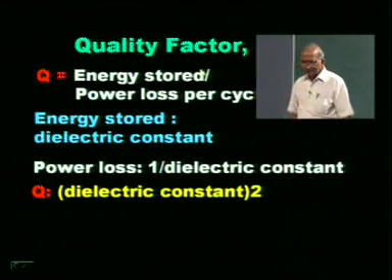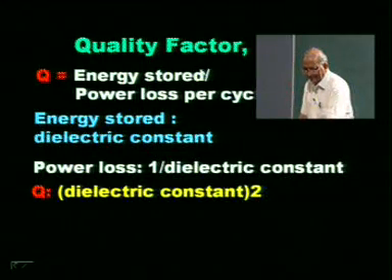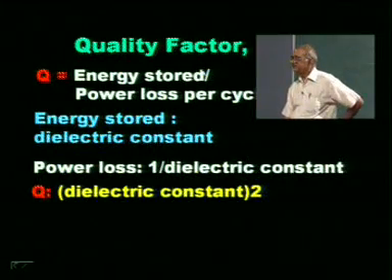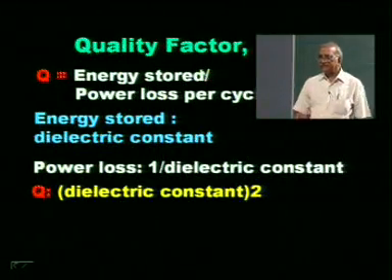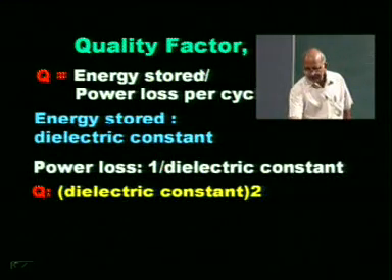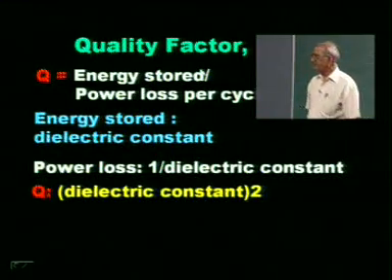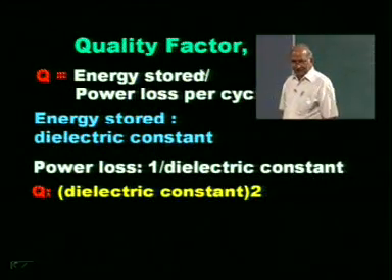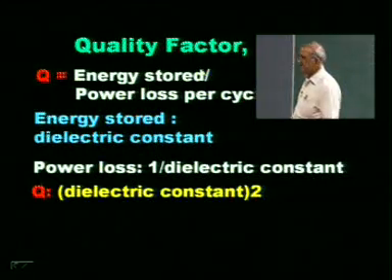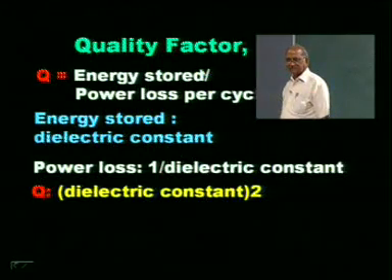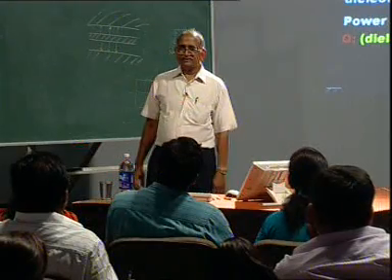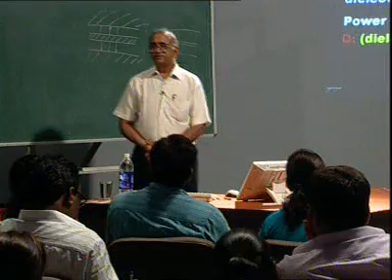Similarly, the power loss is found to be inversely proportional to the dielectric constant. So, if you combine the two, you will find that the quality factor of the antenna is directly proportional to the dielectric constant square. That is, larger the dielectric constant, larger the Q of the antenna.